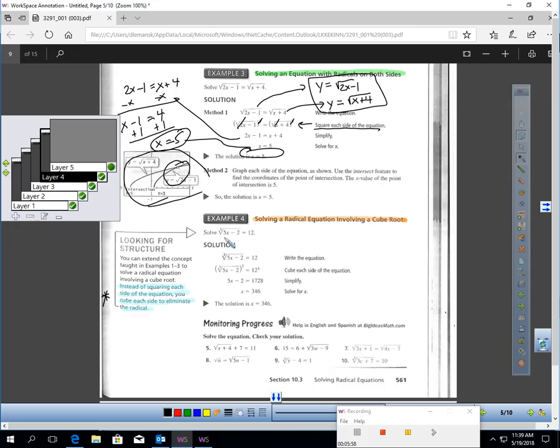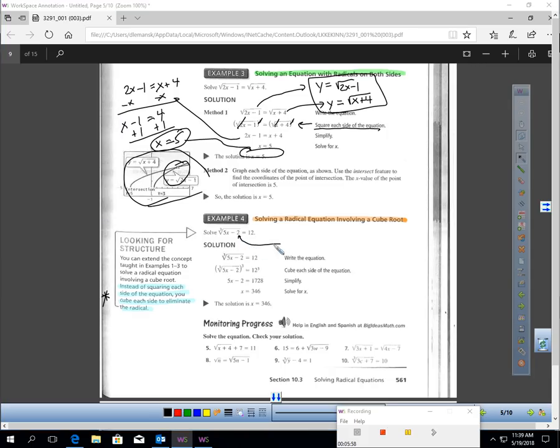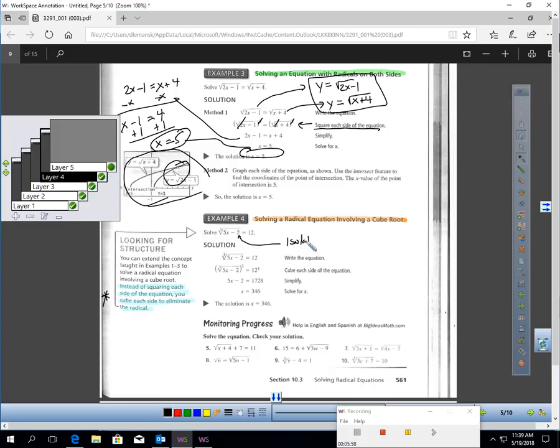The cube root of 5x minus 2 equals 12. You notice how the radical is isolated. That's the first step. You always make sure your radical is isolated. Now, to get rid of a cube root, you cube each side. And you can see they're doing that here. They're third powering each side of the problem.